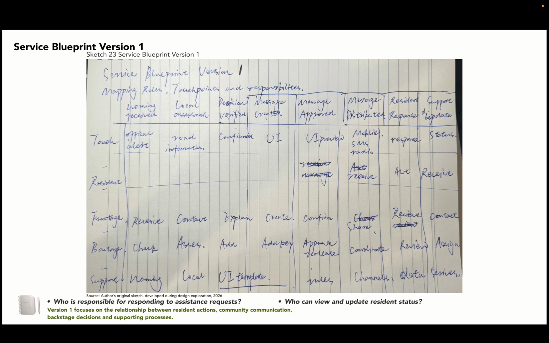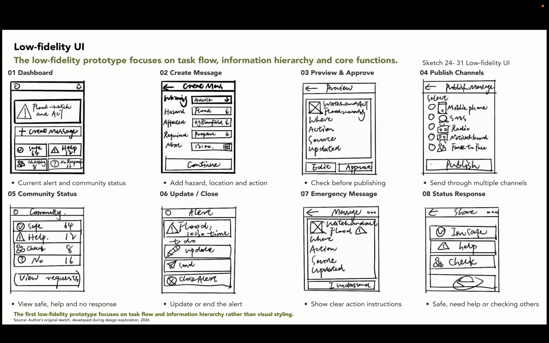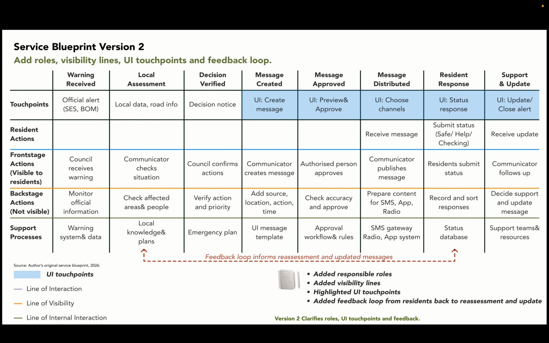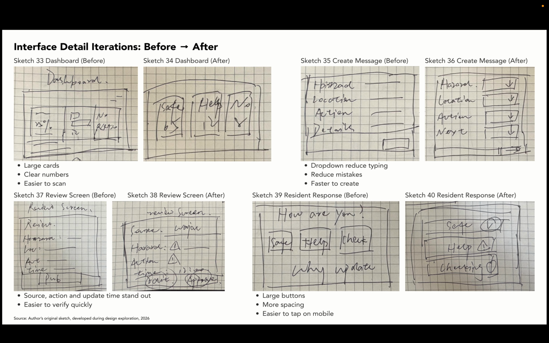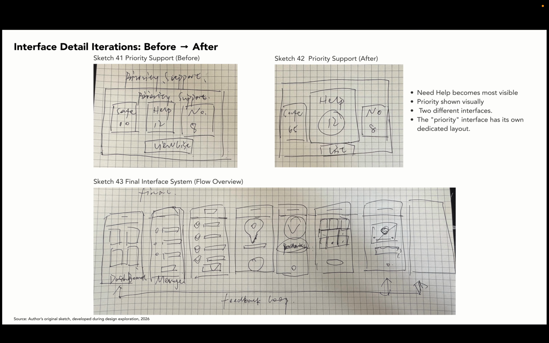My first blueprint explores basic roles, touchpoints, and responsibilities. The low-fidelity prototype focuses mainly on task flow and information hierarchy. In version 2, I added clear roles, UI touchpoints, and a feedback loop. I improved card size, source visibility, dropdown controls, and response buttons. I also created a clear interface for residents who may require priority support.